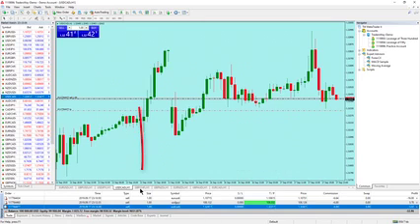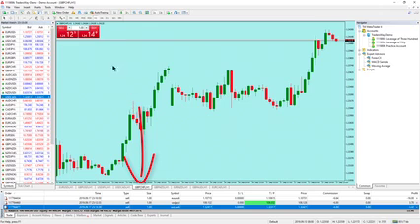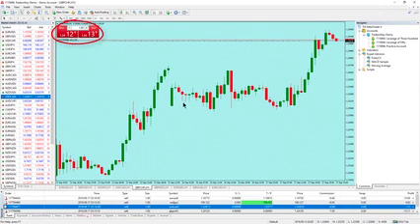Let me show you one more. This is a pair that I really like to trade. This is pound Swiss. Let's put in a 10 lot trade on this one.